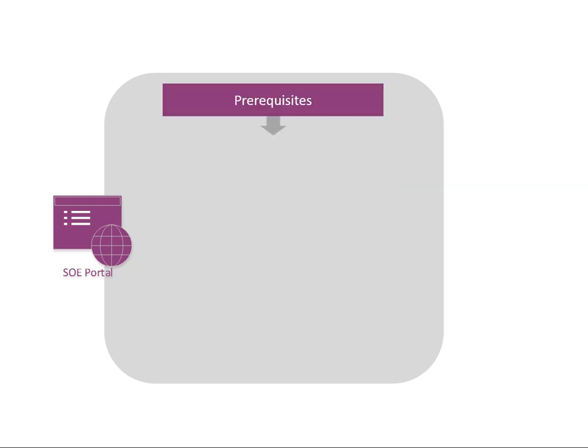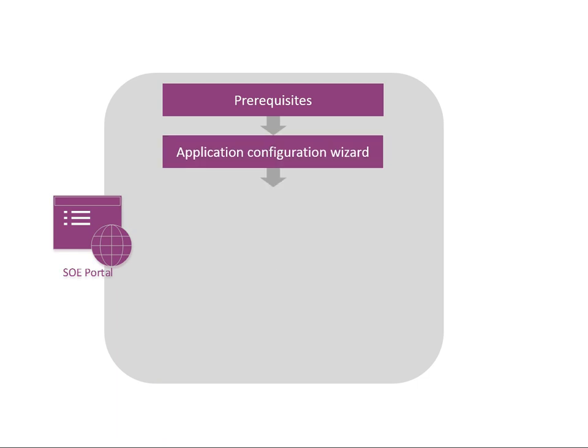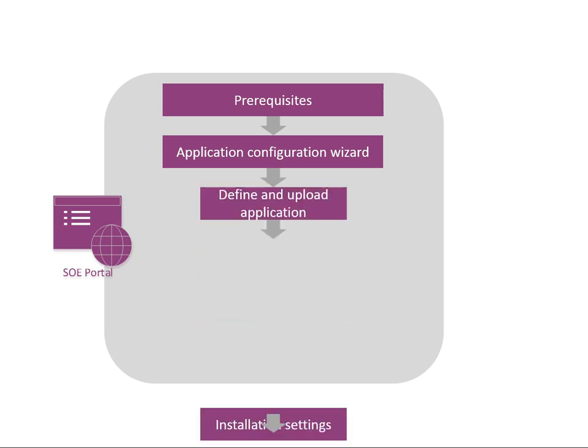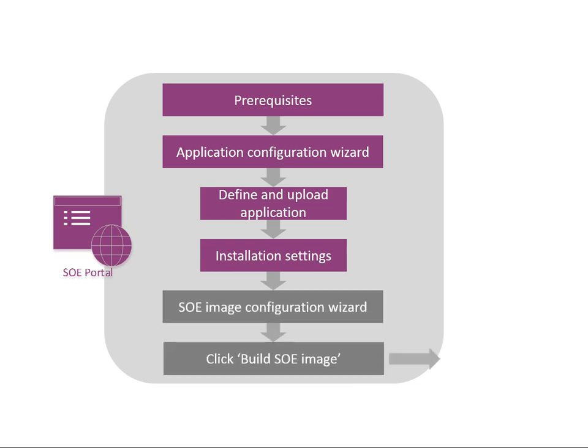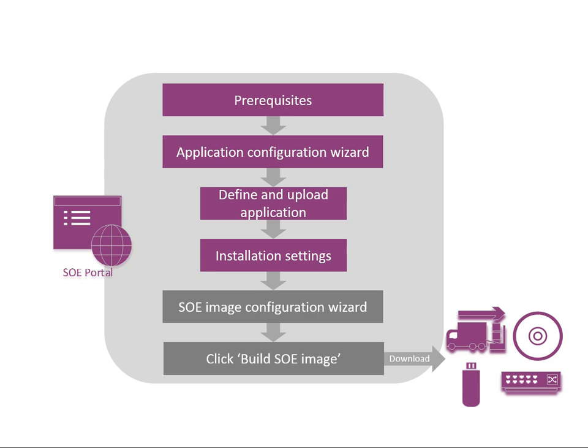This insight assumes you already have your business applications packaged and configured for silent installation and wrapped into a zip file. The first step is to start a new configuration from the My Apps library. This will launch the Application Configuration Wizard, which will direct you through the process. In the wizard, you'll need to enter your application details, upload your zipped application files, and then define your installation parameters. Once the configuration has been saved, your application will be available for association to your SOE image configuration.